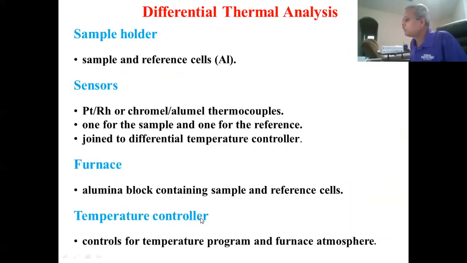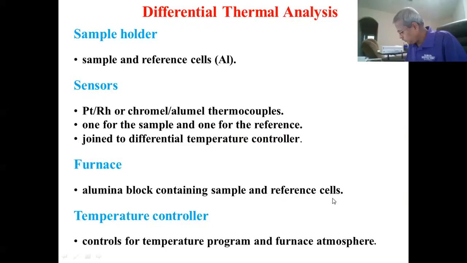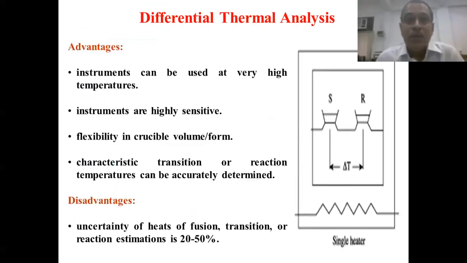Sample holders are basically aluminium, but they can be some other material as well. It may be silver, it may be copper, depending upon your need. And then there are sensors. These are the sensors, optical sensors. Furnaces are aluminium blocks containing samples and differentials. And then a temperature controller is also there. I skip some of the slides because I have to cover all three of them.